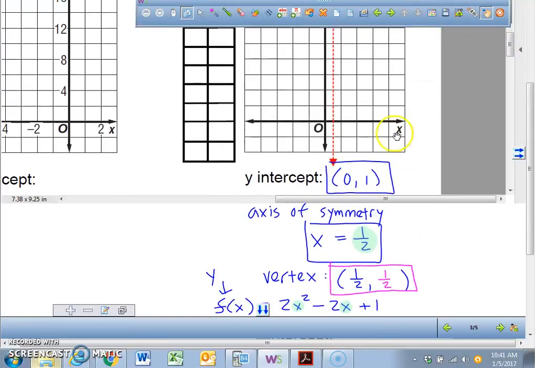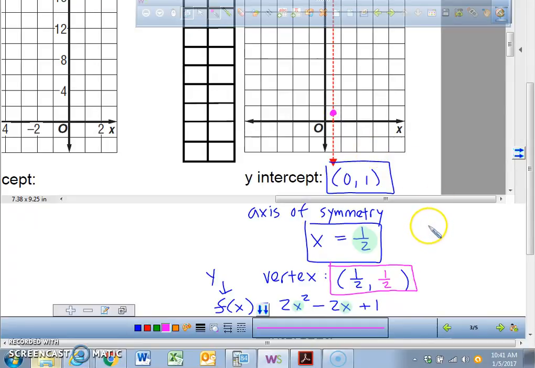Now, where do you plot that? Here we go. Ready? You're going to plot it right here. That point right there is a half, half. Negative b over 2a. Negative b over 2a. When it's negative 2 on that one, that's why it makes it a positive. It makes it a positive, so these 2. You got it? All right.